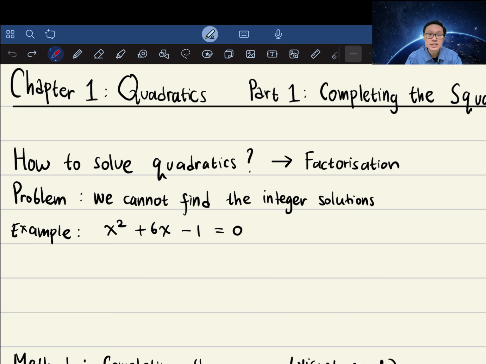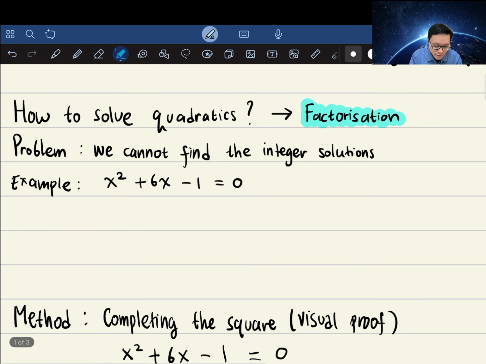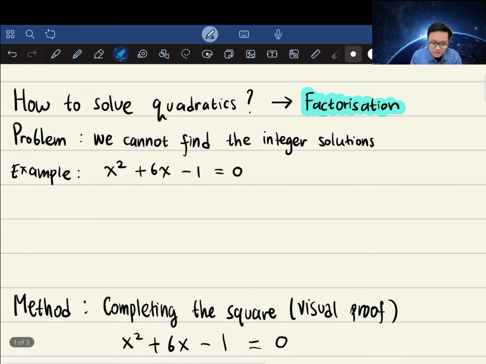So, let us recall how to solve quadratic equation. Now, if you have quadratic equation, we think about this method, factorization. If you still remember factorization, we try to find two integer numbers and then it matches with our quadratic equation. So, there's a problem here. Sometimes we cannot find the integer solution.